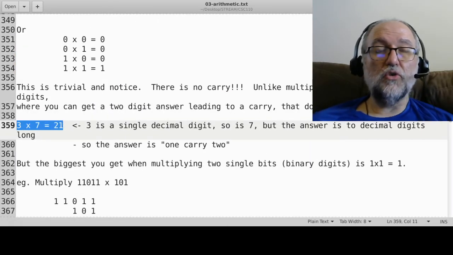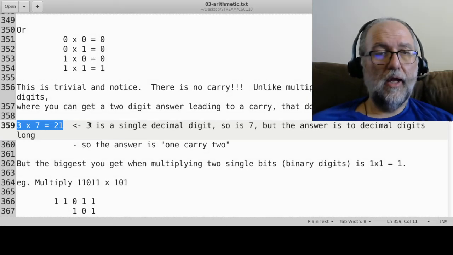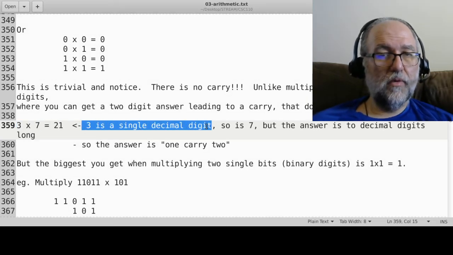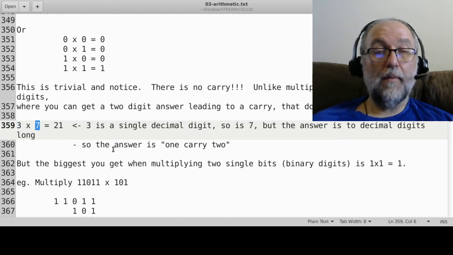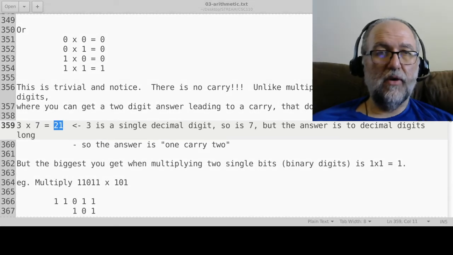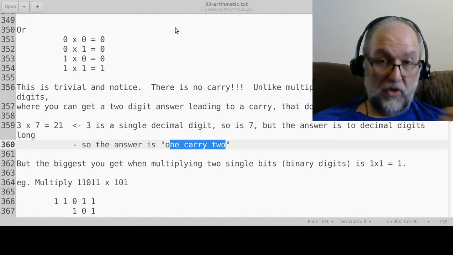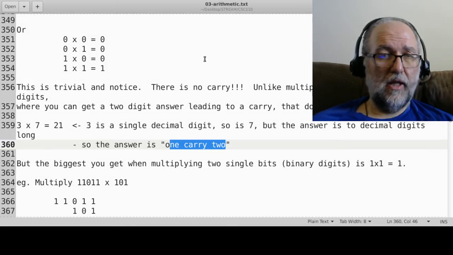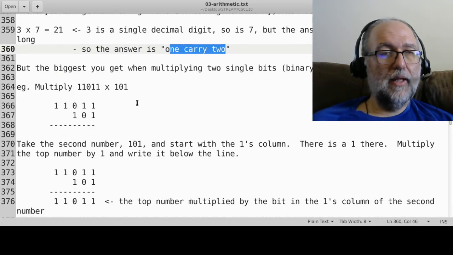So a minute ago I did 2 times 7. It works like, say, 3 times 7. 3 is a single digit, that's your first number, and the 7 is a single digit. But the answer, 3 times 7, is a double digit. And so what you would say here is something like 3 times 7 is 21, or you'd say 1 carry 2, because you have to have that carry for the 2 into the next column. So there you go.